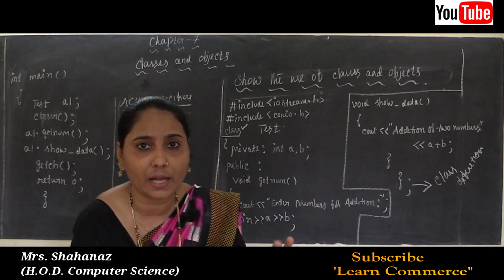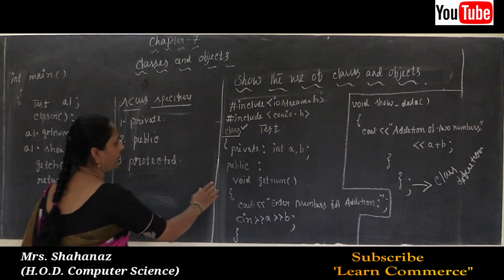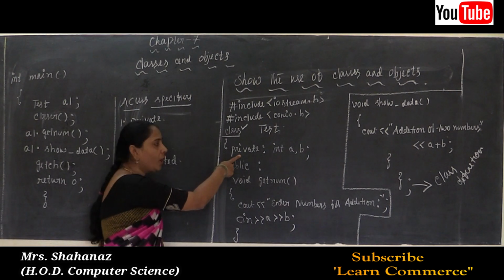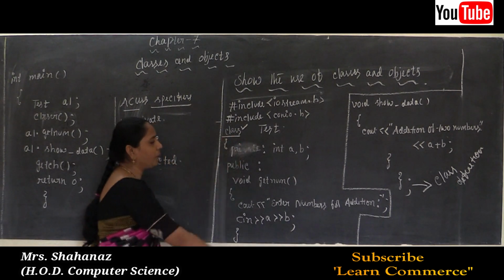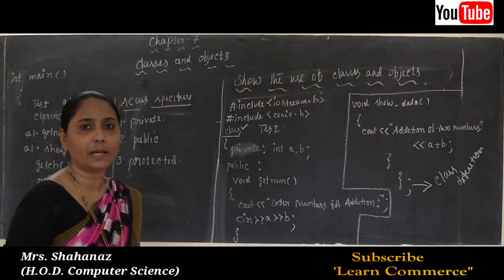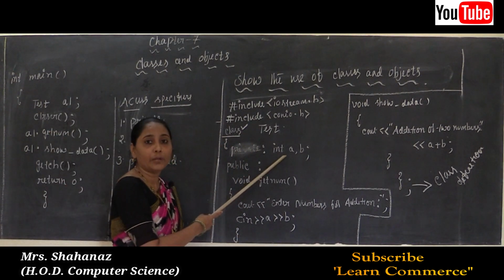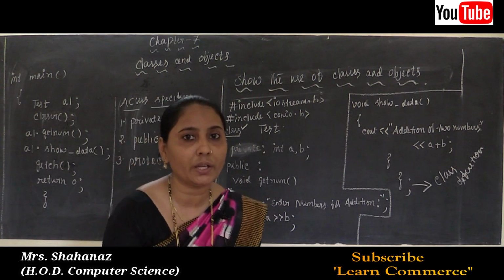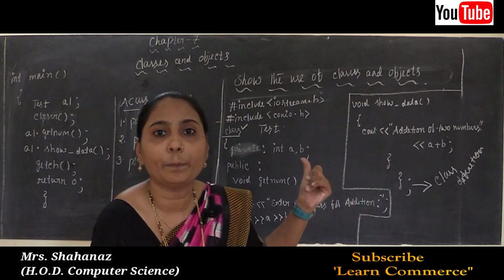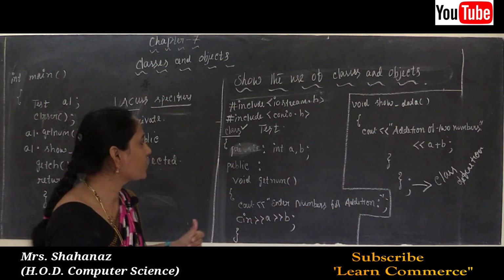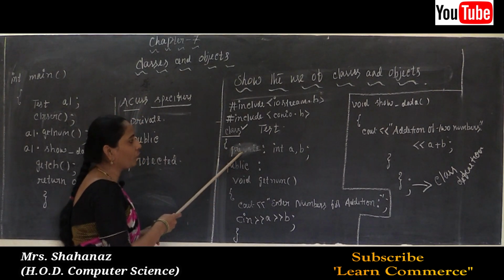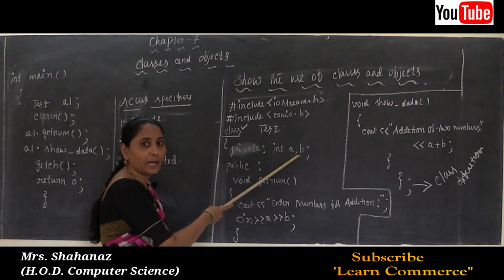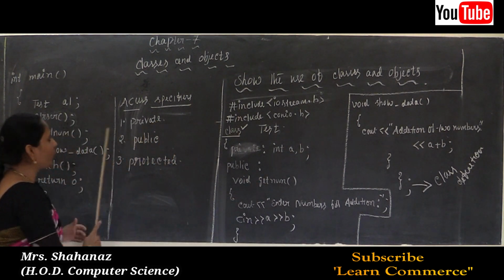And if no access specifier is mentioned, then by default the members are private data members. Maybe you write the access specifier name private, or without the name private also, such member data is considered private data only. So this is about private.